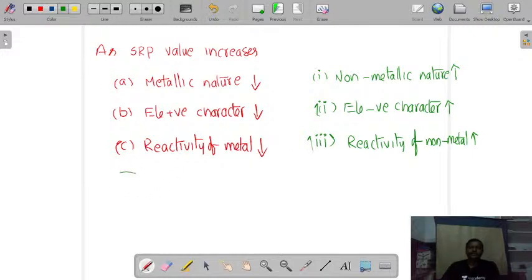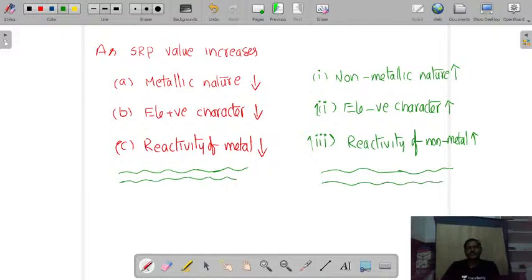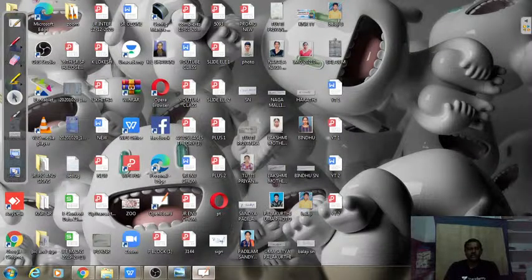These are the frequently asked theory-based questions on electrode potentials. As SRP values increase, metallic nature decreases, non-metallic nature increases. Electropositive character decreases, electronegative character increases. Reactivity of metal decreases, and the reactivity of non-metal increases.